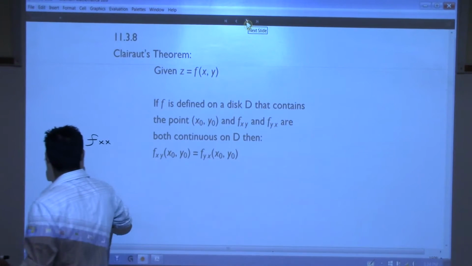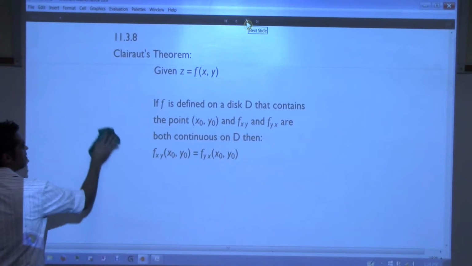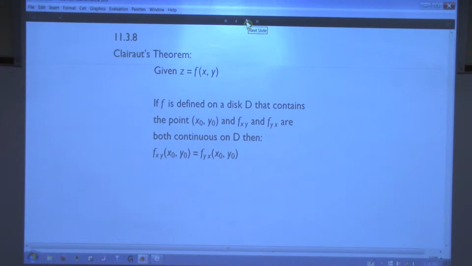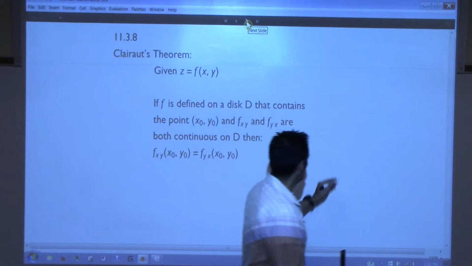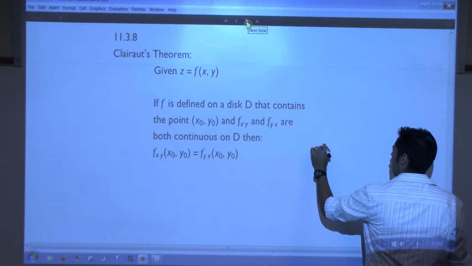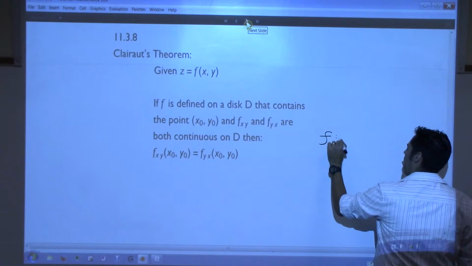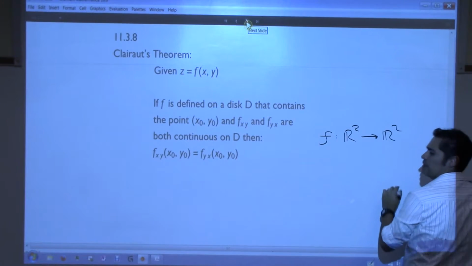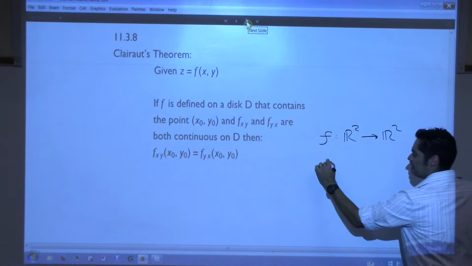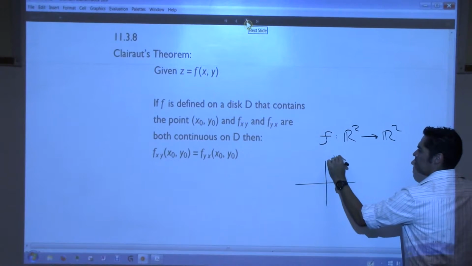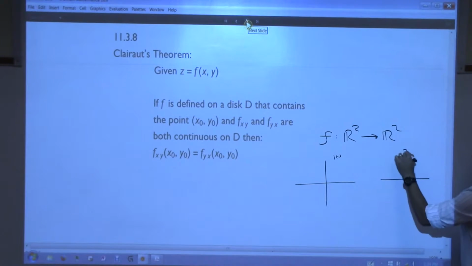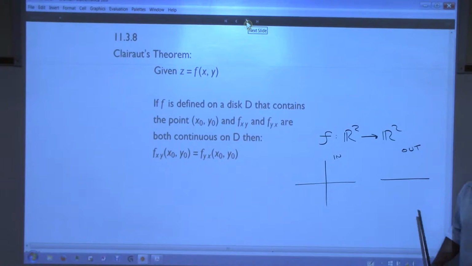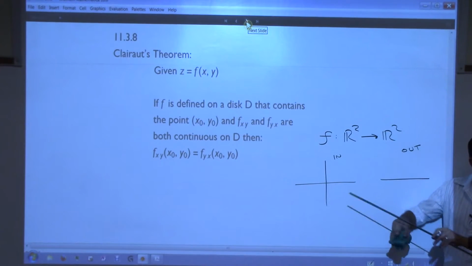Clairaut's theorem is going to answer that question right now. If f is defined on a disk, so remember these functions that we have right now are going from 2-dimensional space into 1-dimensional space, right? Our input lives in R2. The output lives on a number line. I've been trying to stress this for a while. We can visualize this as a surface, can't we?